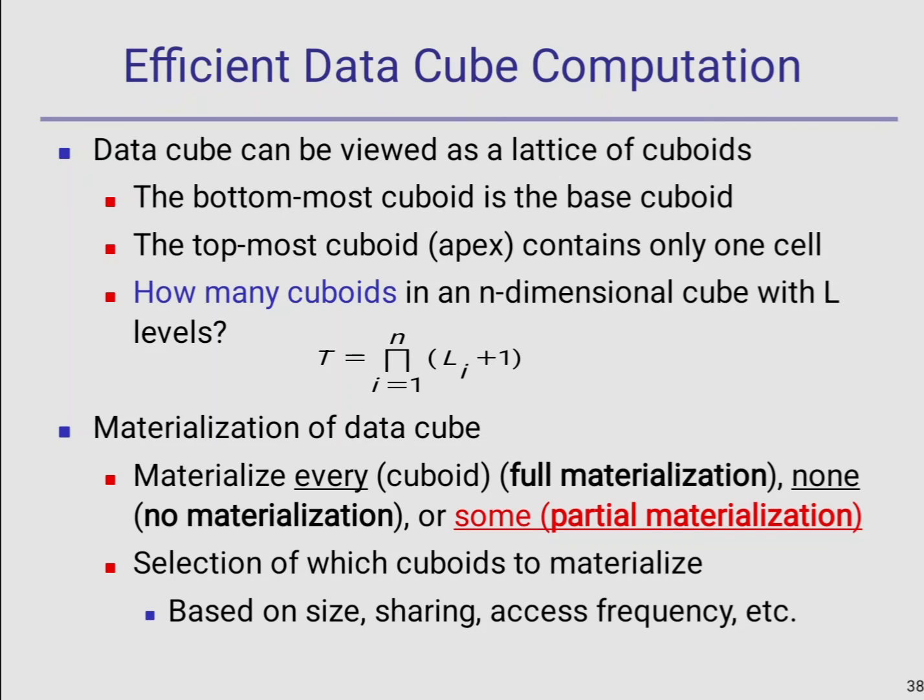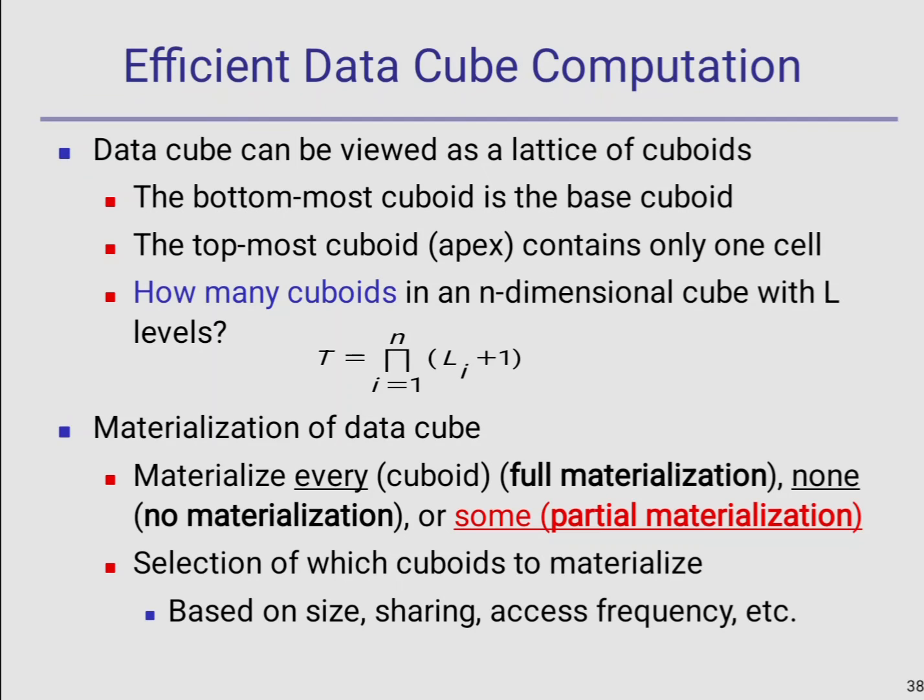Efficient data cube computation. A data cube can be viewed as a lattice of cuboids. This we already know. The bottommost cuboid is the base cuboid, which I have already shown you in the diagram. The topmost cuboid is the apex, which contains only one cell. So how many cuboids are there in an n-dimensional cube with levels? Suppose we have 3 dimensions, that is 2 to the power of 3, which is 8, so we have 8 cuboids from the 3 dimensions. If we have 4 dimensions, we have 16 cuboids, like that.